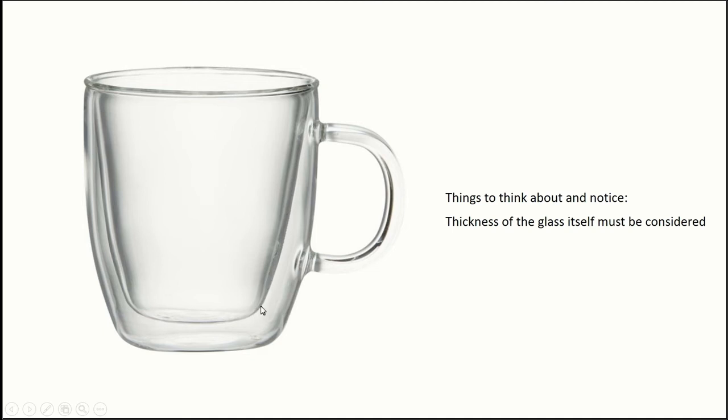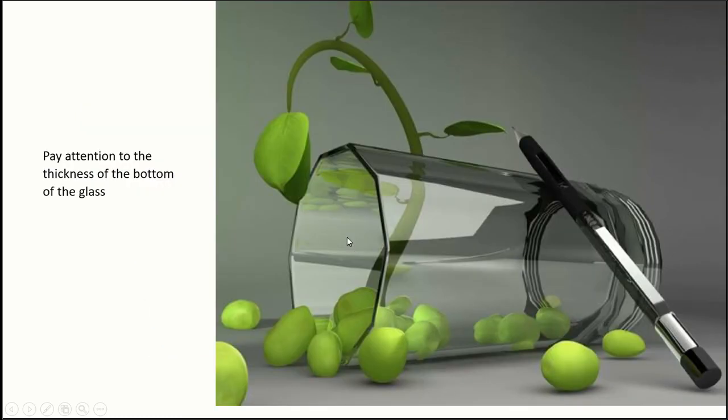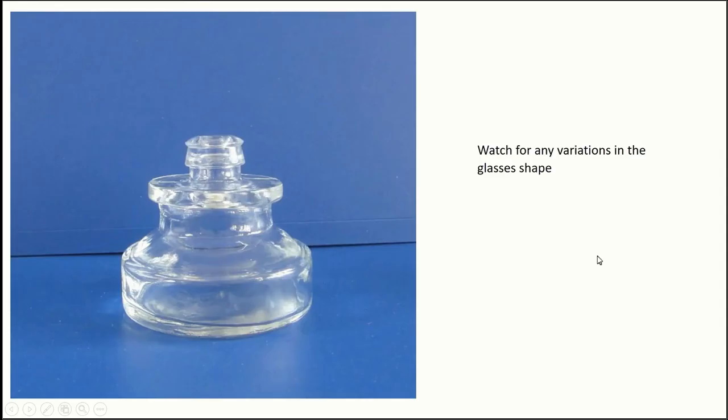Pay attention to the thickness of the glass because that also makes a big difference in what you're seeing and how it catches light. You're going to see the thickness have some variation in it that you're going to have to draw. And then pay attention to the thickness of the bottom of the glass as well, because it's going to have those same things happen there too. Watch for any variations in the glass's shapes because they're going to catch light in a different way, especially if it's thick glass, like this is just a solid piece of glass hanging out, whereas this is more translucent.